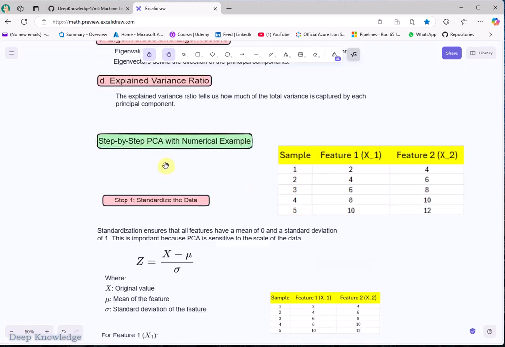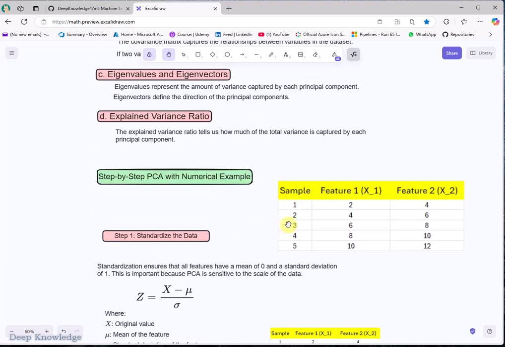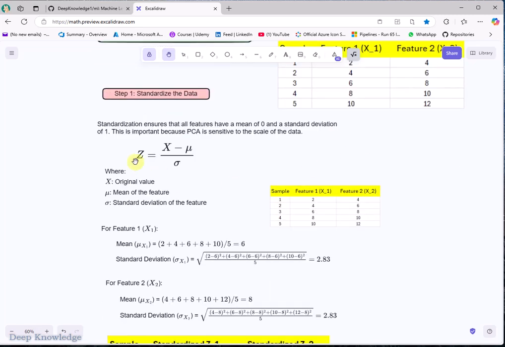And the explained variance ratio tells you how much of the total variance is captured by each principal component. This we will see by example. So assume that we have this data set here, feature 1 and feature 2, or x1 and x2. Before this, we need to standardize the data. To standardize the data, we need to calculate the mean and the standard deviation for the data set. For instance, we have this data here.